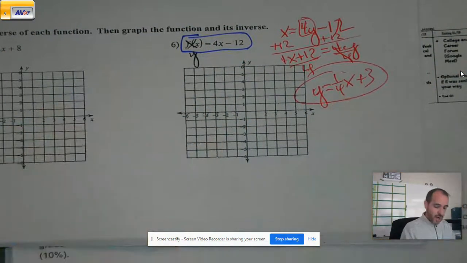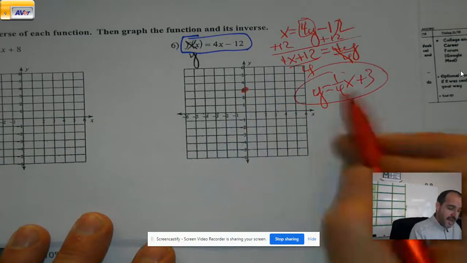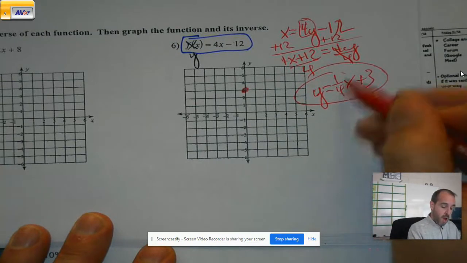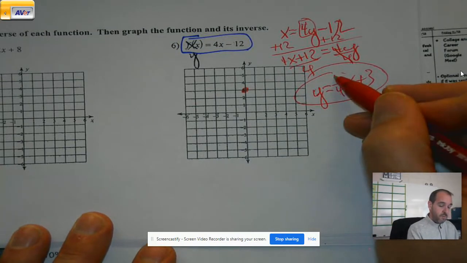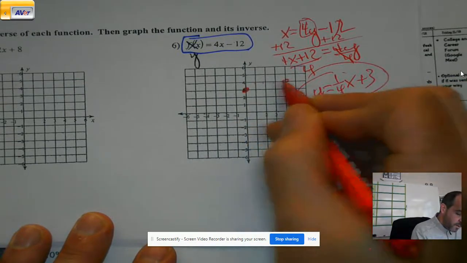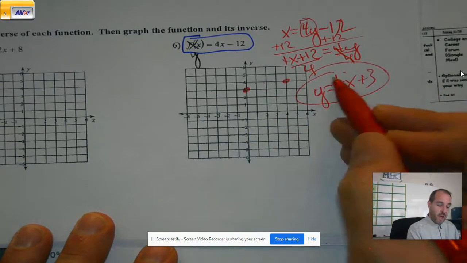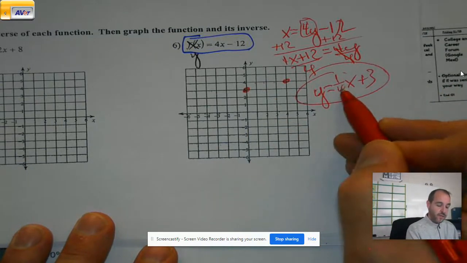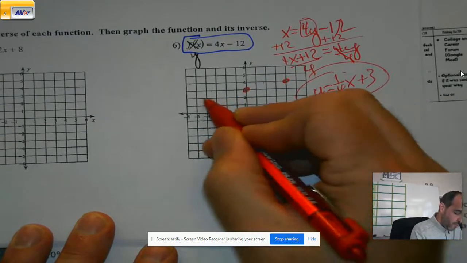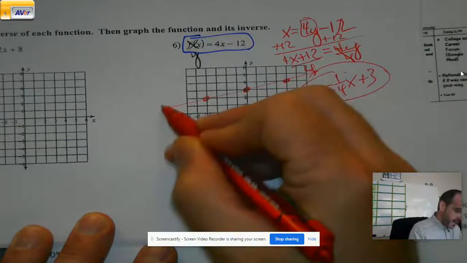So now I'm going to graph both of these. Positive 3, and then again, slope. Rise over run. Up 1, right 4. Up 1, 1, 2, 3, 4. And if I run out of room, I do the opposites of both. So instead of up and right, I do down and left. Down 1, 1, 2, 3, 4. I want at least 3 dots, so if I screw up something, I'm going to see it.